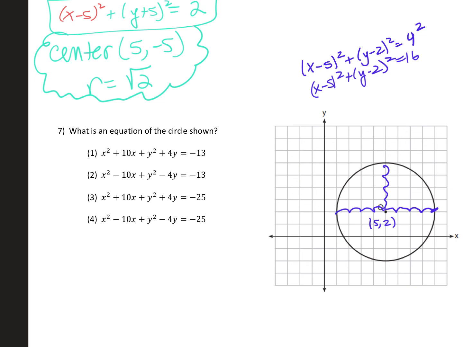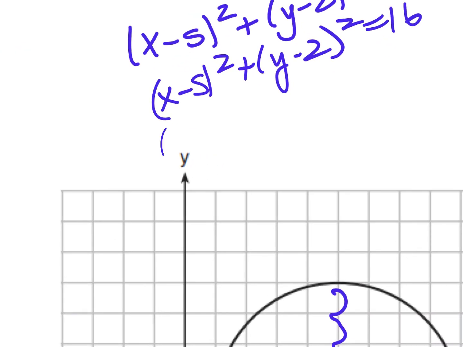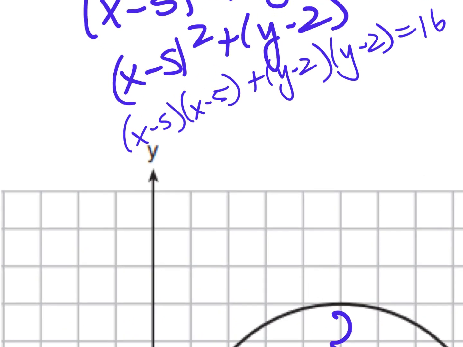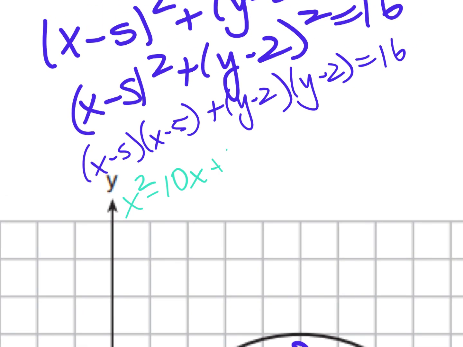I've got to FOIL. You're right. You're just working backwards. So x minus 5 times x minus 5 plus y minus 2 times y minus 2 equals 16. So when we FOIL this, x times x gives me x squared, right? X times -5, and then -5 times x is going to give me -10x. And then what's -5 and -5? Positive 25. Good. So now we're going to do the same thing with y's.